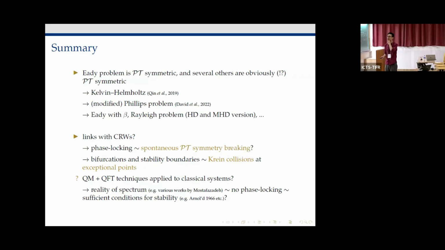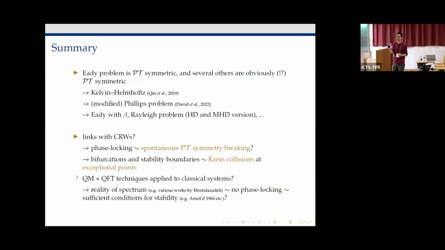I'll just leave this up for discussion, but the thing that I got really interested in for this work is that the Eady problem is PD symmetric, and if you use a crude argument, then several others are obviously PD symmetric, or have some sort of discrete symmetries in the system. It's been shown, for example, that the Kelvin-Helmholtz problem is PD symmetric. You can kind of see it: you have a flow, you flip the space, but you also flip the time, so then your flow doesn't change.